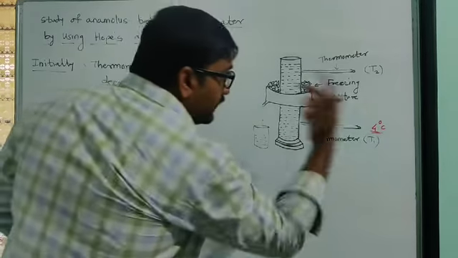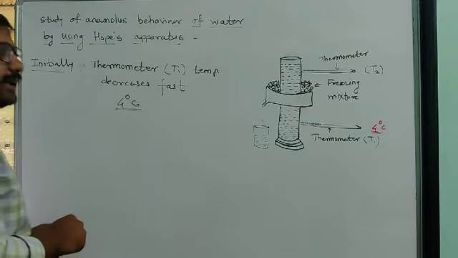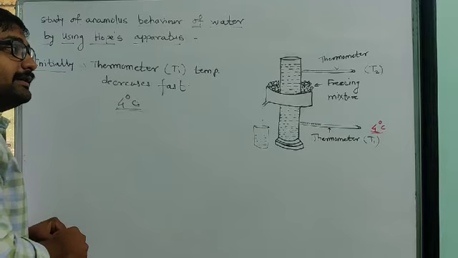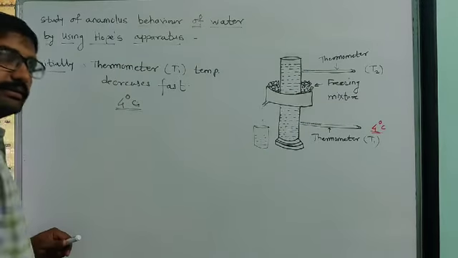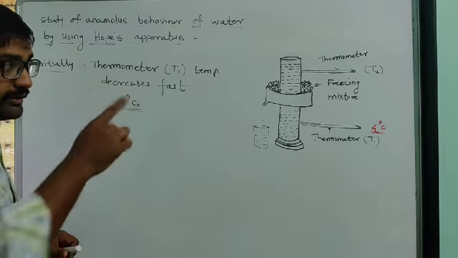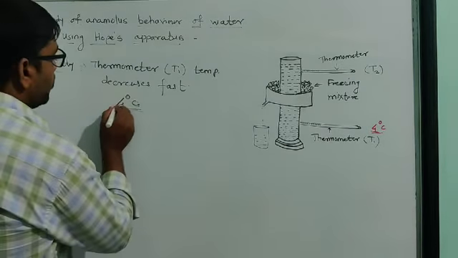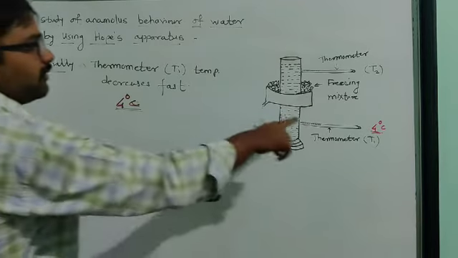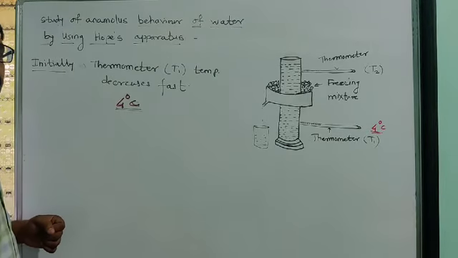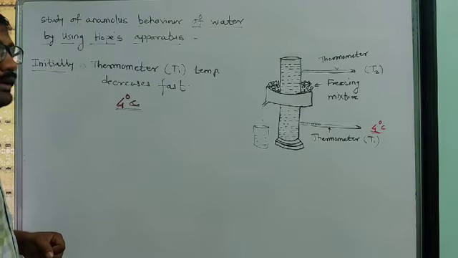once it reaches 4 degrees Celsius, the temperature of thermometer 2, which is present at the upper side of this cylindrical tube, starts to fall rapidly. As thermometer 1 reaches 4 degrees Celsius, the rapid fall in the temperature of thermometer 2 starts.